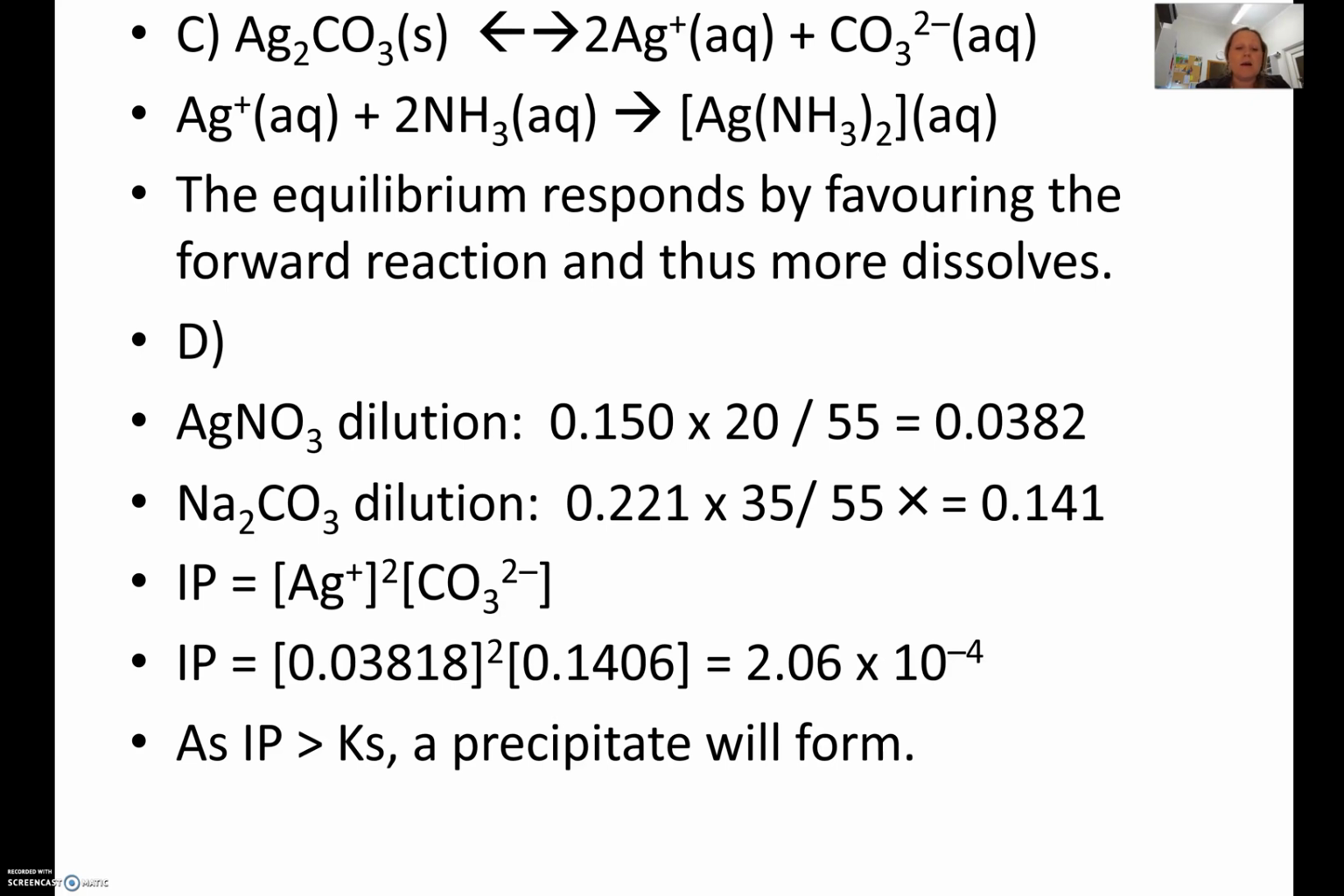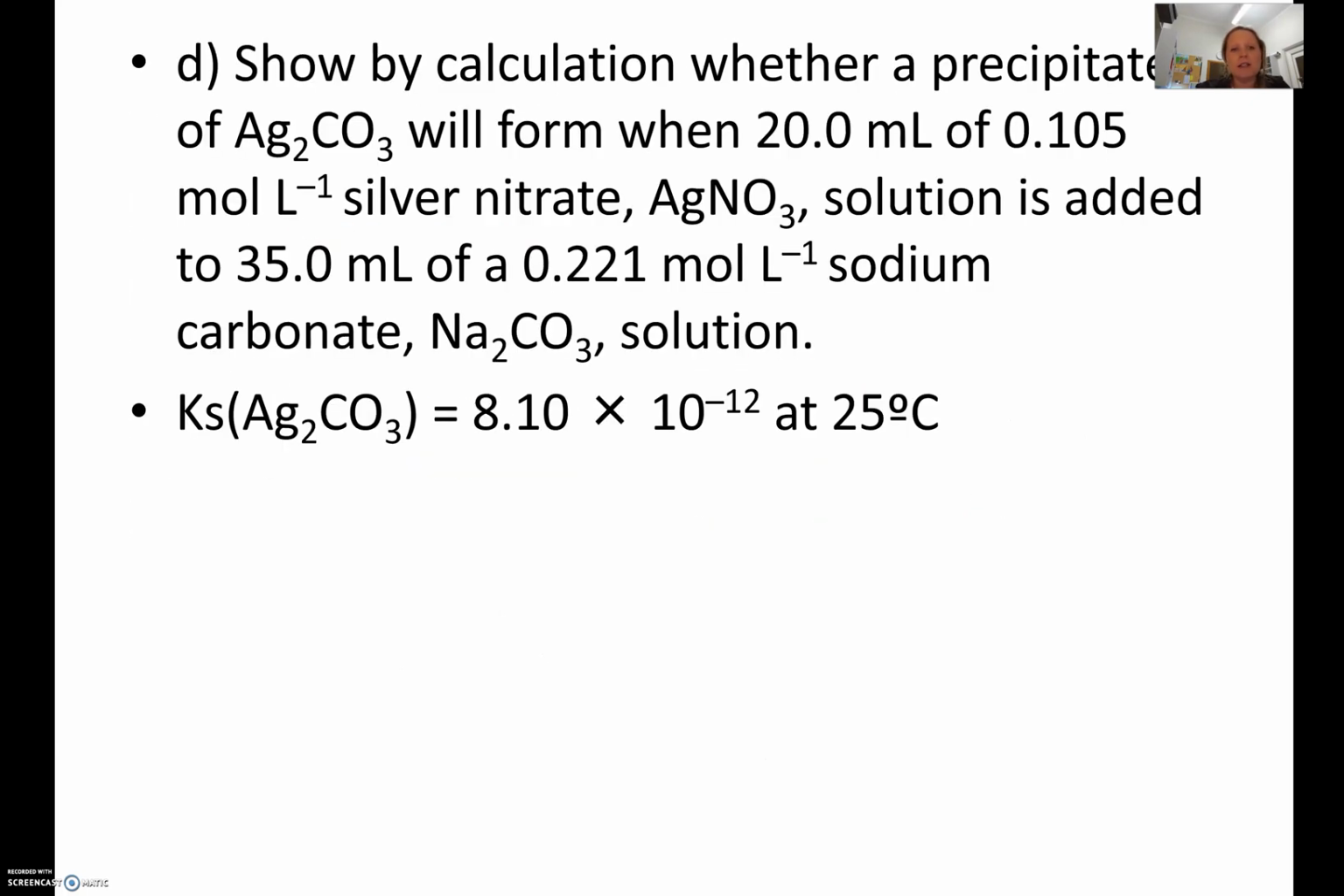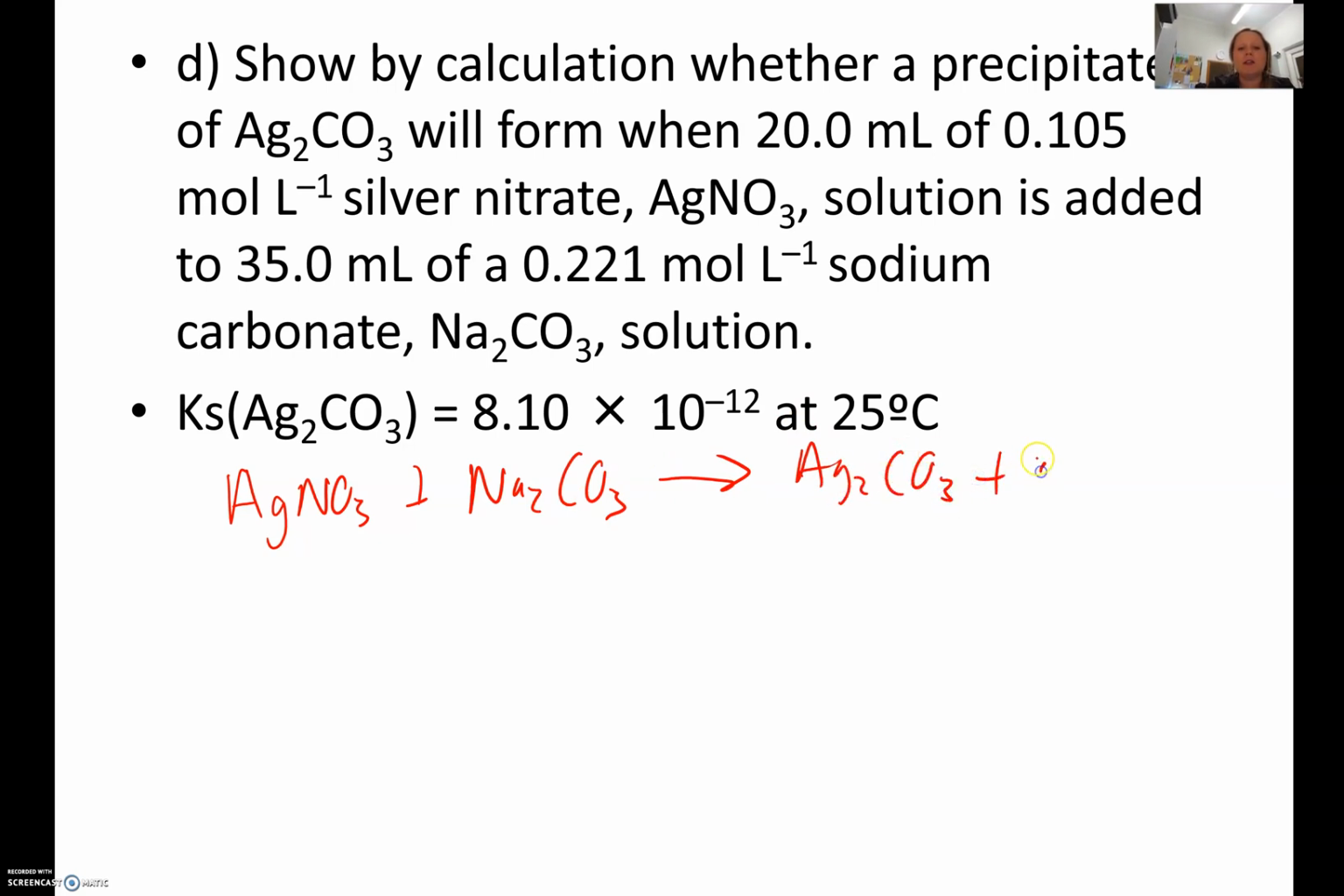So if we look at part D now, part D says show by calculation whether a precipitate of silver carbonate will form when 20 mL of silver nitrate is added to 35 mL of sodium carbonate. So in this one, they're doing silver nitrate added to sodium carbonate. Now you don't have to do these equations. I just do them because I think it helps students make sense of what they're doing. But they do tell you what the precipitate is anyway, so it kind of is done for you. But anyway, that's the balanced equation. This is the precipitate that we're working out from.